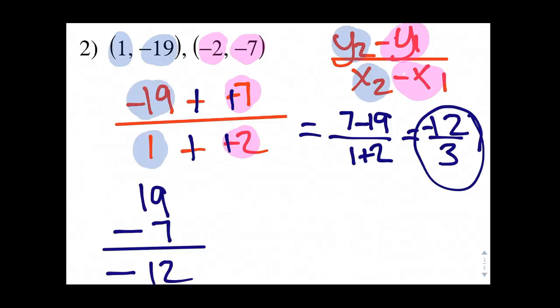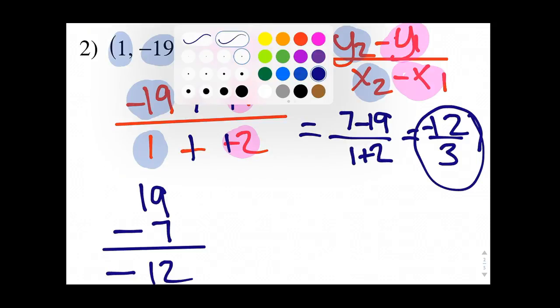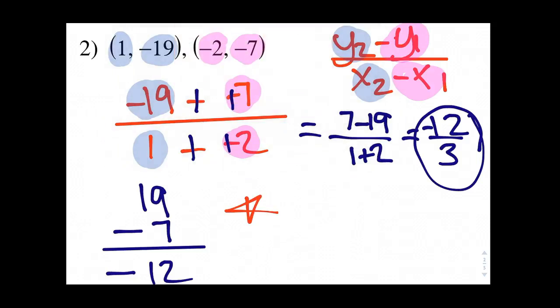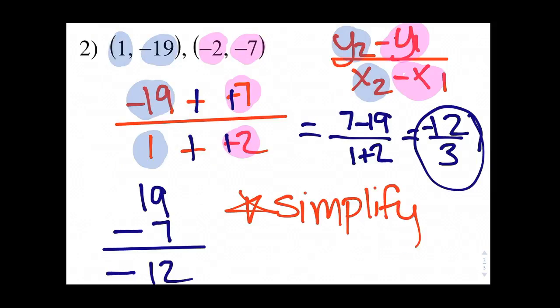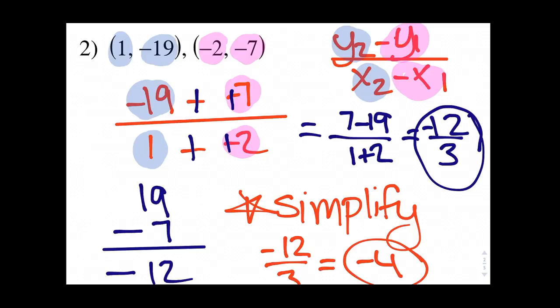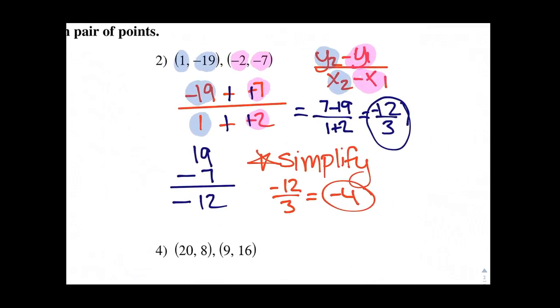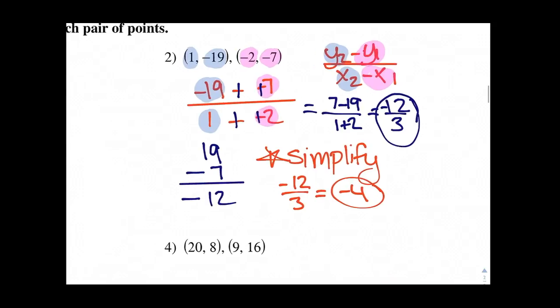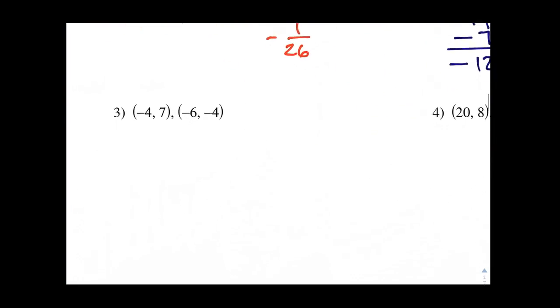The reason why is because it can simplify. So please draw a little star and a note for yourself that says simplify. Okay. Negative 12 divided by 3 is going to give us negative 4. This is my slope. This means I'm going to move 4 down and over 1. Right here.